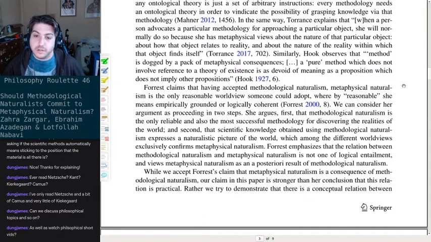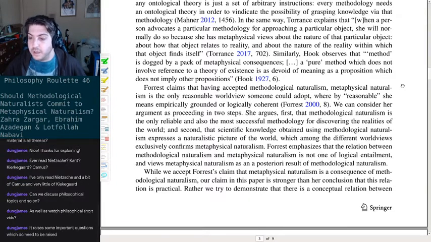We can consider her argument as proceeding in 2 steps. She argues first that methodological naturalism is the only reliable and also the most successful methodology for discovering the realities of the world, and second, that scientific knowledge obtained using methodological naturalism expresses a naturalistic picture of the world, which among the different worldviews exclusively confirms metaphysical naturalism. Forrest emphasizes that the relation between methodological naturalism and metaphysical naturalism is not one of logical entailment, and views metaphysical naturalism as an a priori result of methodological naturalism.